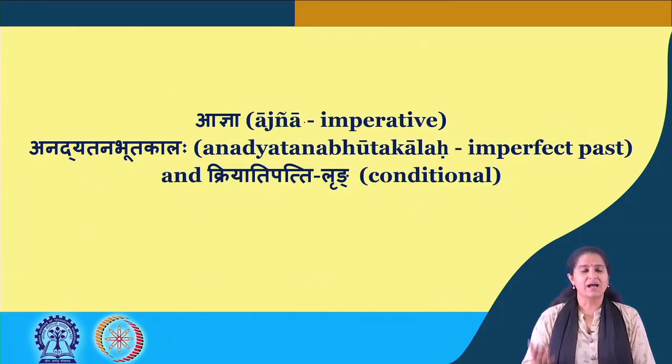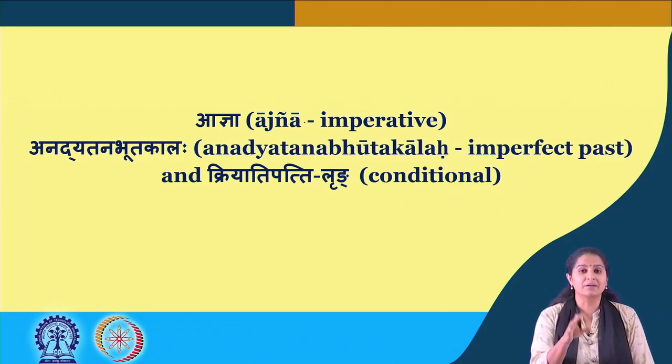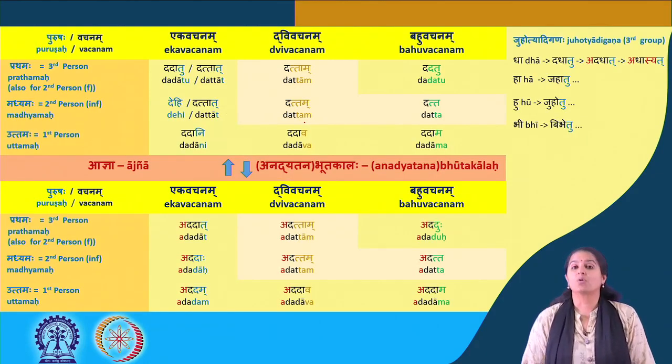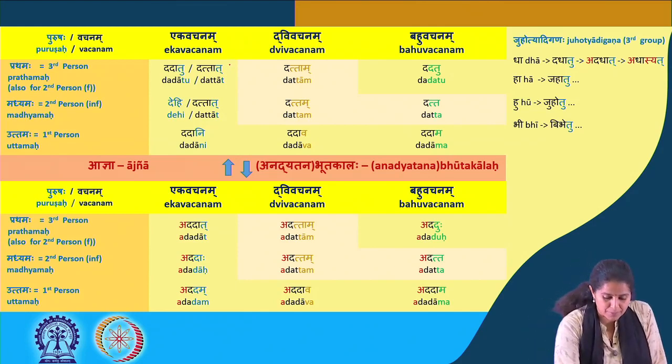Let's look at the Ajña and the Anadyatana Bhutakala and the Kriyatipatti ring. So Kriyatipatti ring, I'll repeat it once more, is very easy to conjugate because it is a combination of the Bhavishya and the Bhutakala. So if you know the Kriyatipatti ring, by default you would be familiar with the Bhavishya and the Bhutakalas, and vice versa. So what happens to Dadati? It becomes Dadatu or Dattat. So we've come across this form Dattat earlier as well.